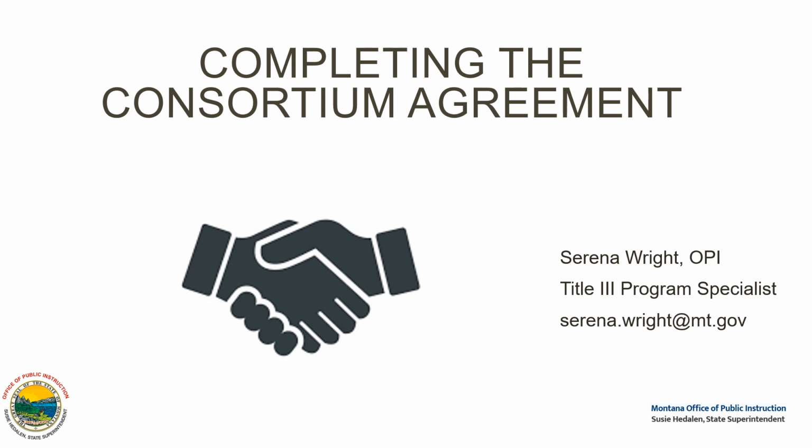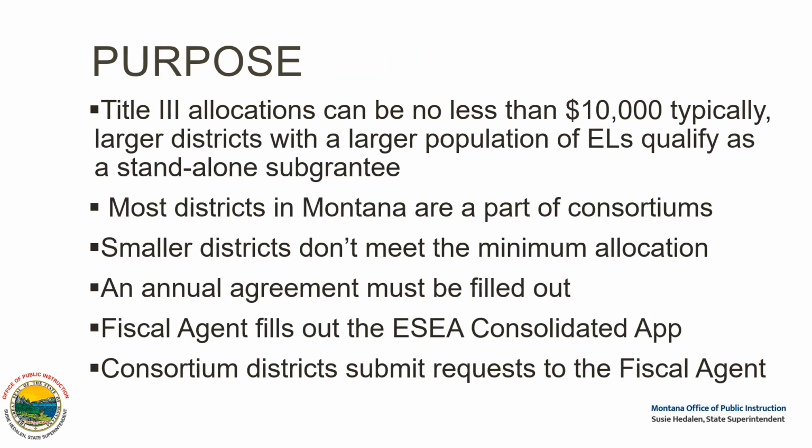So I just wanted to take a couple moments to go through the form and what I'm looking for in each section. Title III allocations work a little bit differently than the rest of the grants. So Title III states that no award can be less than $10,000.